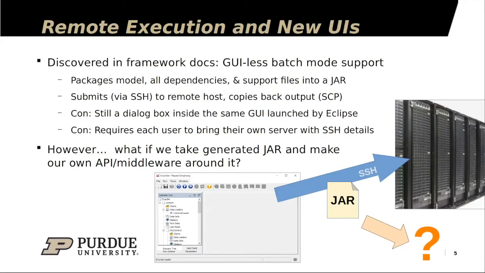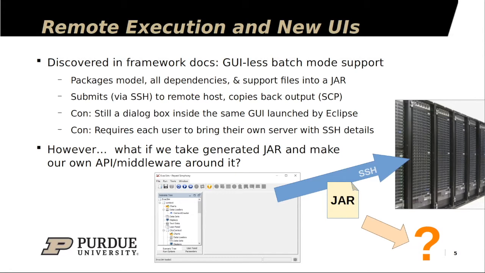So first, to try to get ourselves away from this UI and Eclipse, we looked into the framework's documentation, and we discovered that there's a GUI-less batch mode that will package the model and all of its dependencies up into one Java jar file, submit it over SSH, run it, and copy the output back. It's a nice solution, but it's still being run inside basically as a wizard dialog box inside Eclipse.